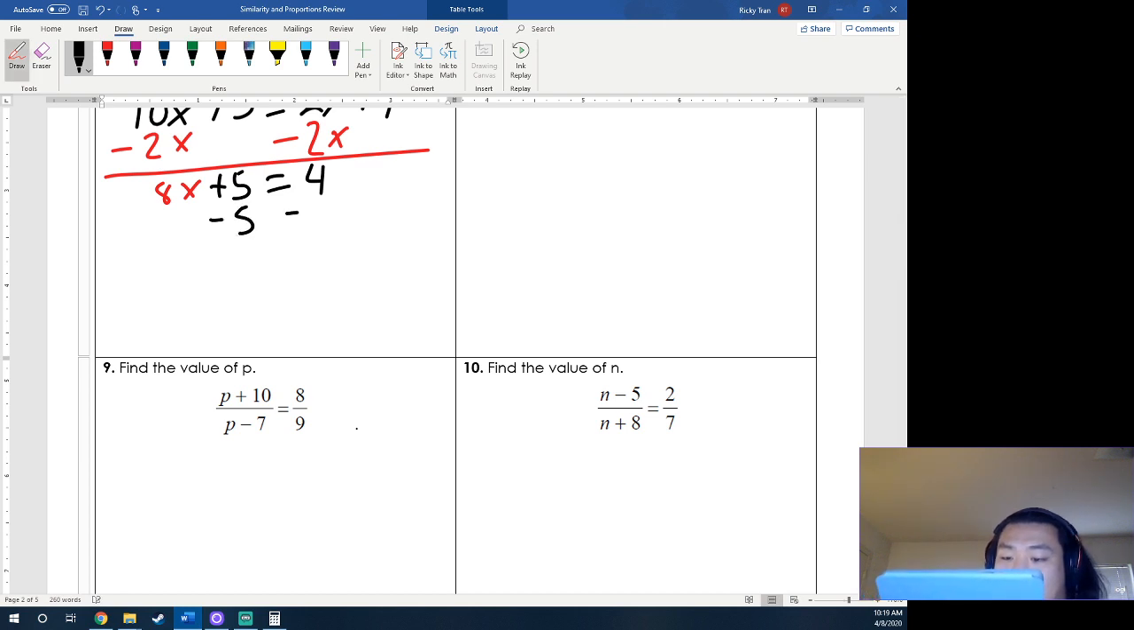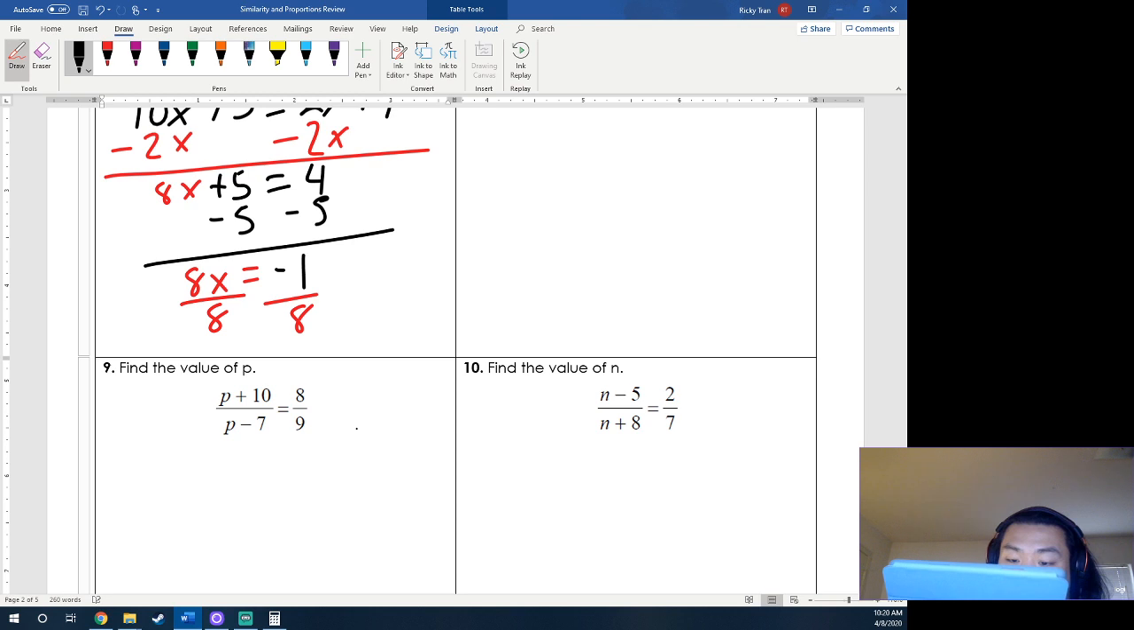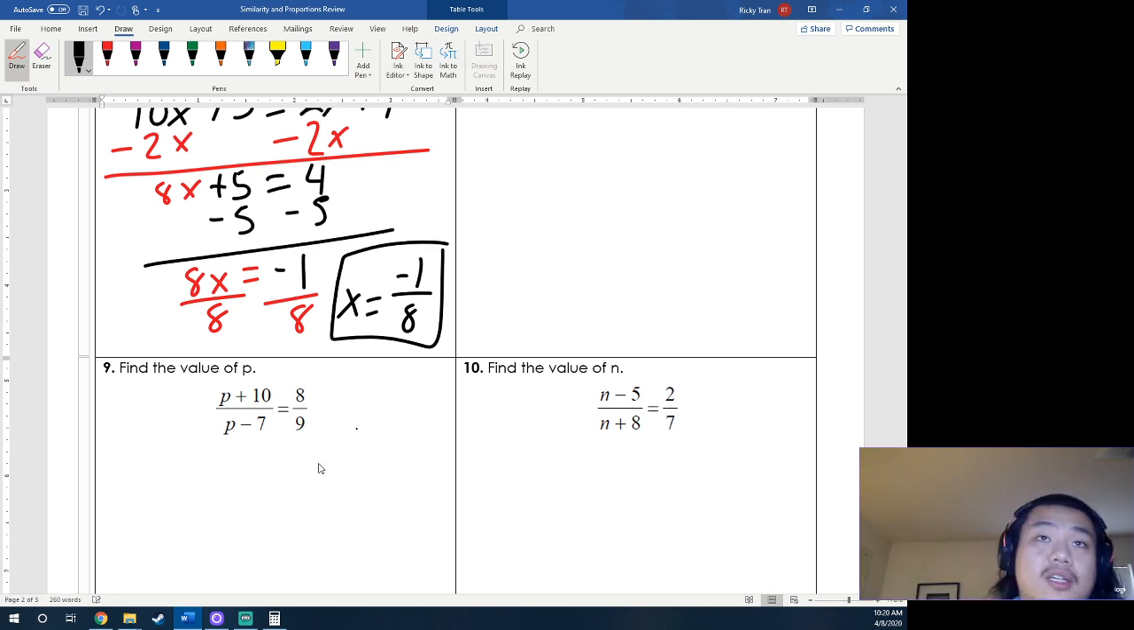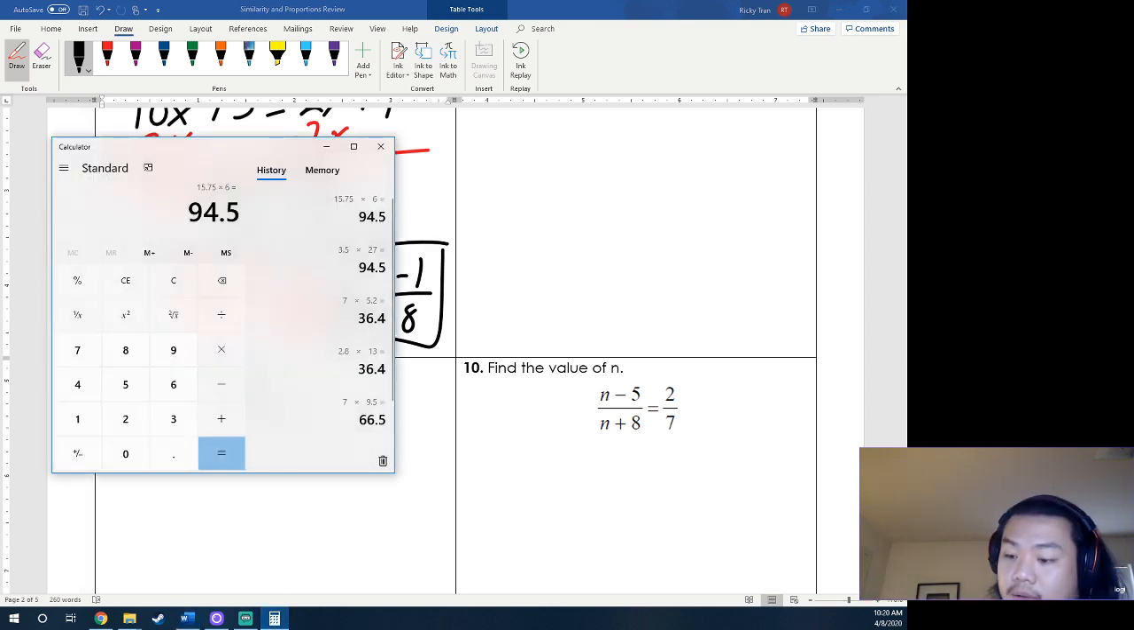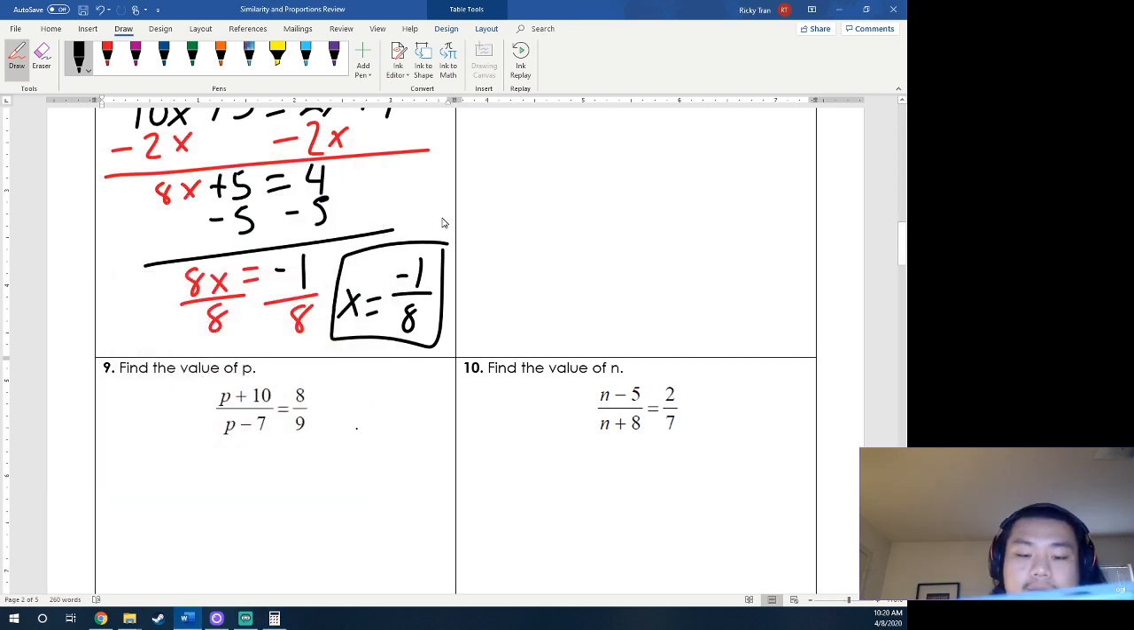Subtract 5 from both sides. We have 8x is equal to -1, and we divide by 8. X is equal to -1 over 8, or if you want to put it into decimal form, -1.25.